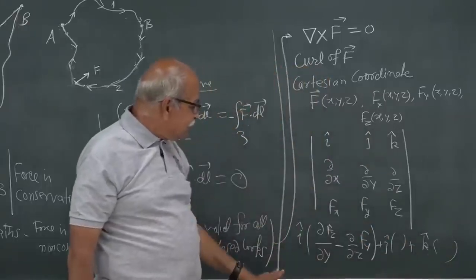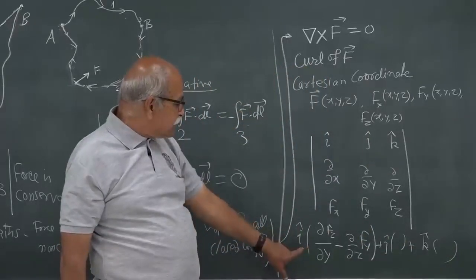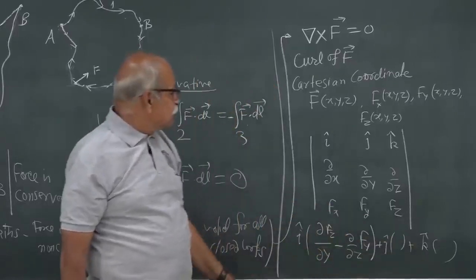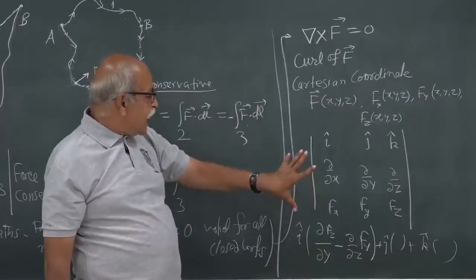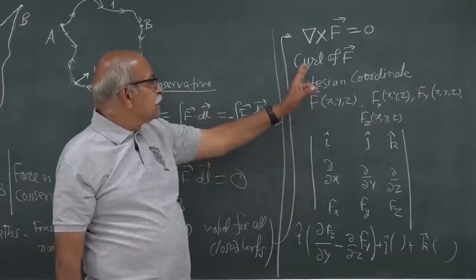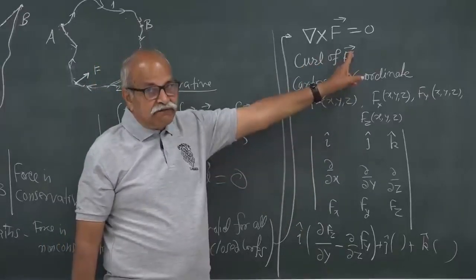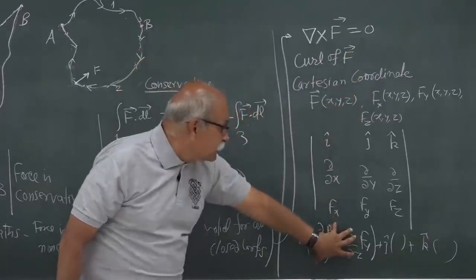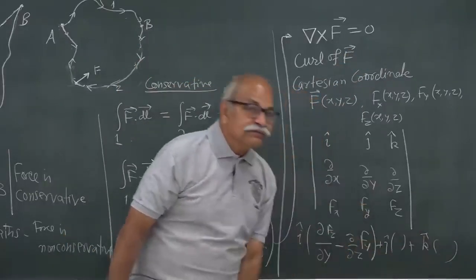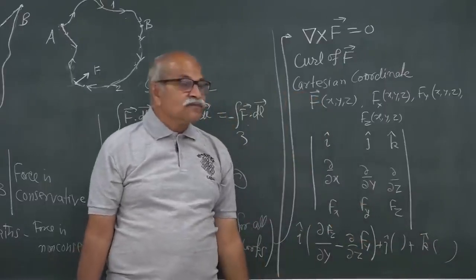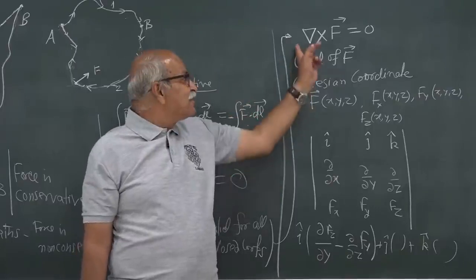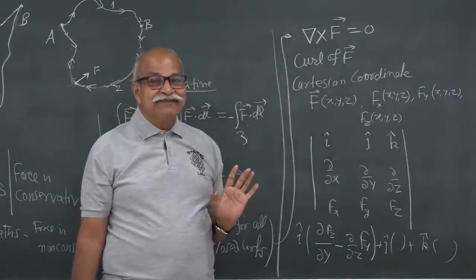This quantity is called a vector quantity. Remember, you have i cap here, j cap here, k cap here. So, this is a vector quantity and that vector quantity is called curl of F. So, if all these are 0, this is 0, this is 0, this is 0, then your force will be conservative. If curl of F is 0, the force is conservative.